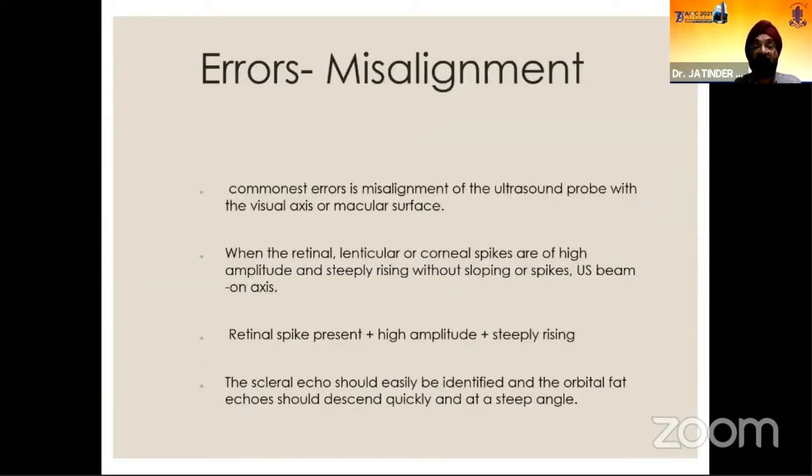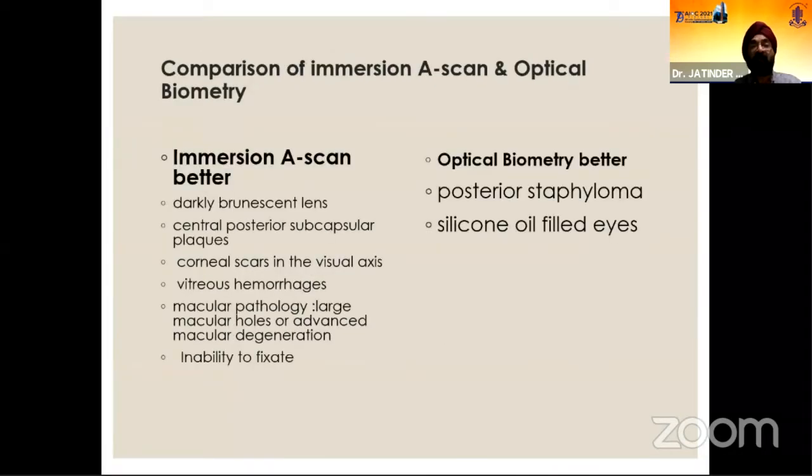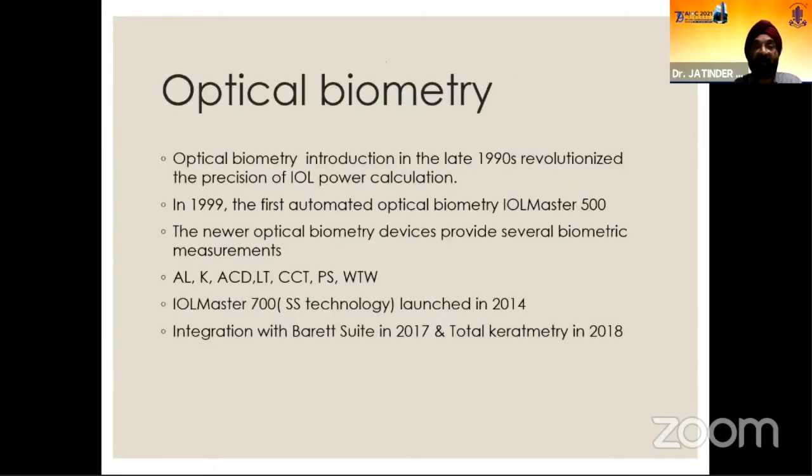Higher the gain, the spike sensitivity is maximized, but the resolution is affected adversely, and vice versa. There can be error in misalignment. If the probe is not properly aligned, then you may be taking length along the axis towards the optic nerve, which may give a longer length. And we have to be careful, particularly in longer, myopic eyes, where posterior staphyloma may be there. If we compare immersion A-scan with optical biometer, we'll find that although immersion A-scan is good in most of the cases, optical biometer scores better in posterior staphyloma and silicon oil-filled eyes.